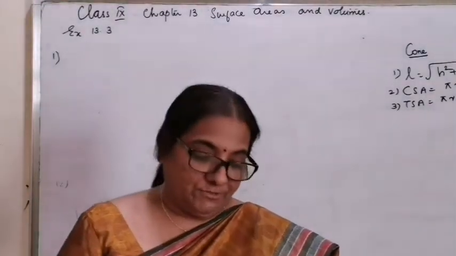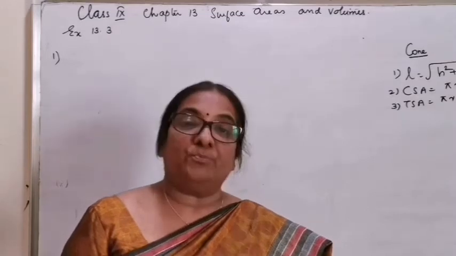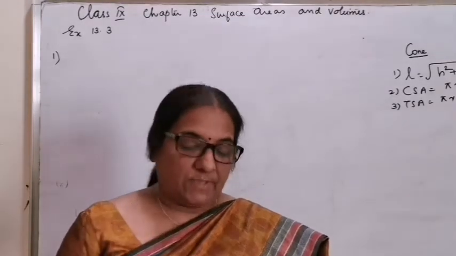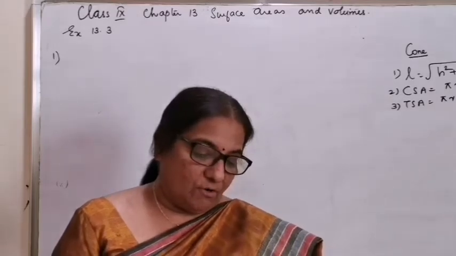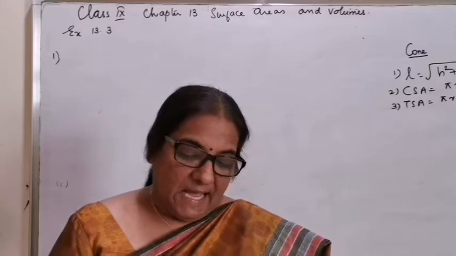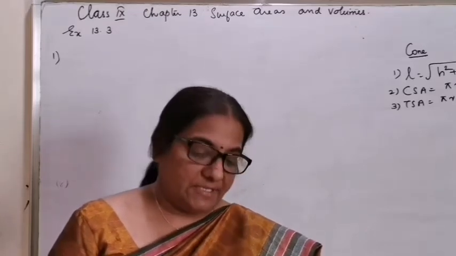Exercise 13.3. Assume pi as 22 by 7 unless stated otherwise. Question number 1. Diameter of the base of a cone is 10.5 centimeter and its slant height is 10 centimeter.